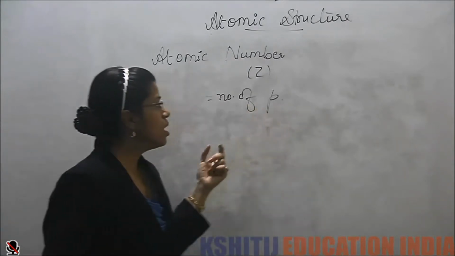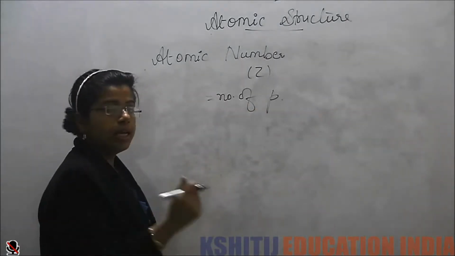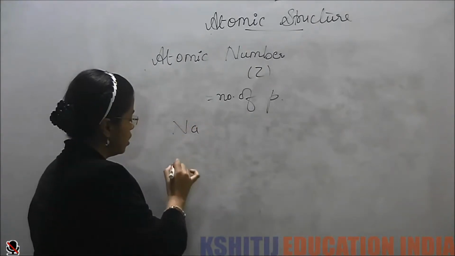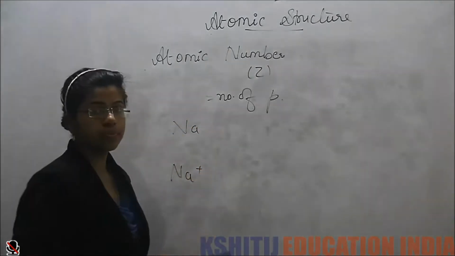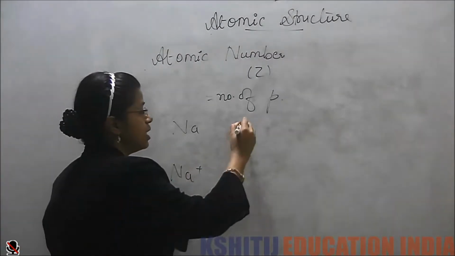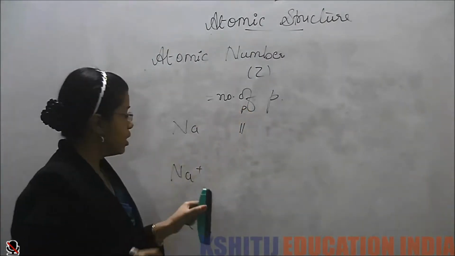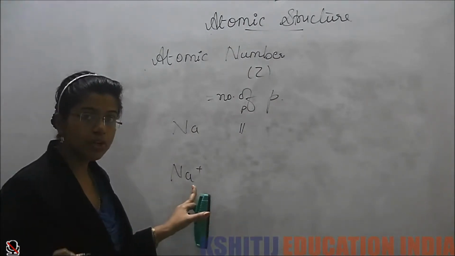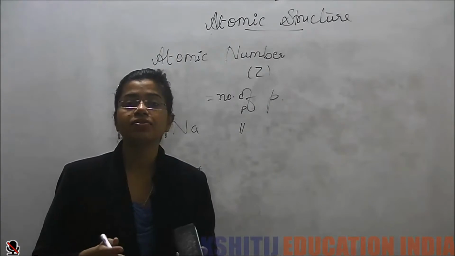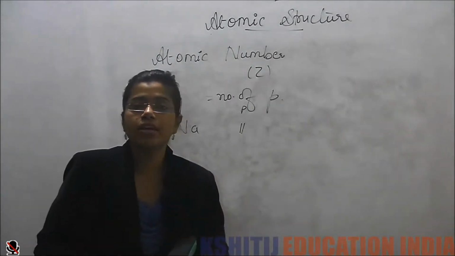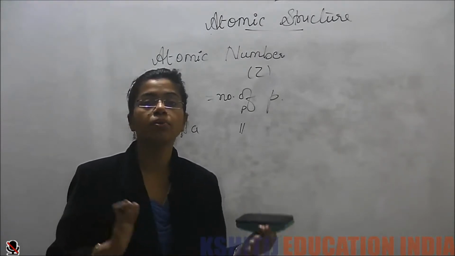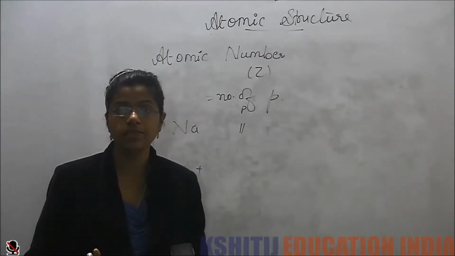For example, if we take the case of sodium atom and sodium ion. Here, sodium atom, number of protons is 11. Sodium ion, again, we know whenever a cation or anion is formed, that is formed by the loss or gain of electron, right? There is no change in the number of protons and neutrons in the species.